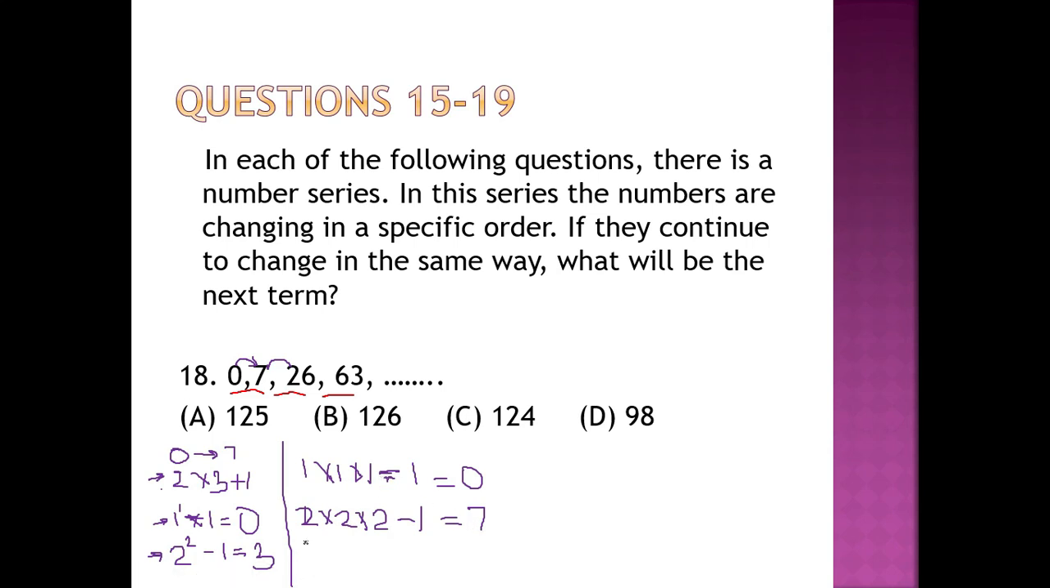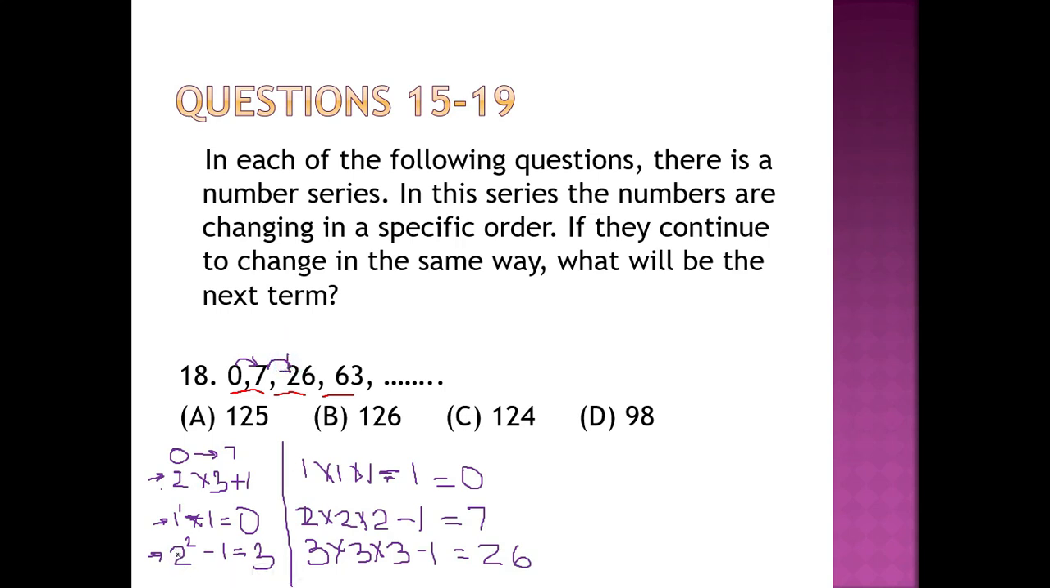So let me try 3. 3 times 3 times 3 minus 1 is equal to... 3 3s is 9, 27 minus 1, 26. It's equal to 26. Alright, I think we got it, guys. I think we've got it.